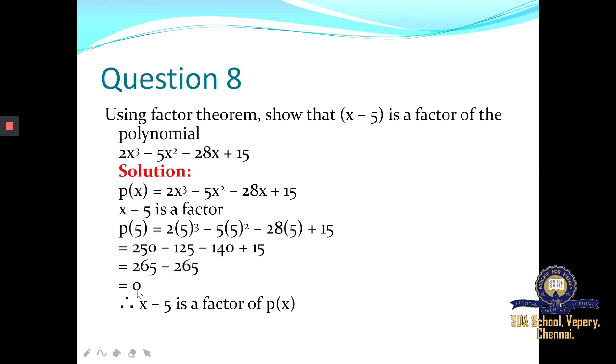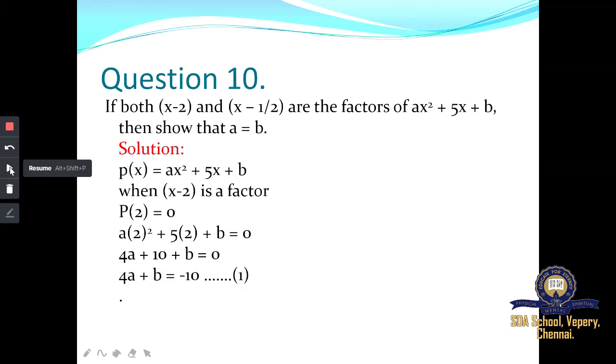If both x minus 2 and x minus 1 by 2 are factors of ax square plus 5x plus b, then show that a equals b. Okay, this is given to us. Now, how do we solve this? First of all, let us write this given polynomial as p of x equals this. Then first let us take x minus 2 as a factor initially. What will I get as the value of x? I will get the value of x as plus 2, right? Then wherever x is, replace it by 2. And they have told that these are factors, which means eventually the answer of this is 0.